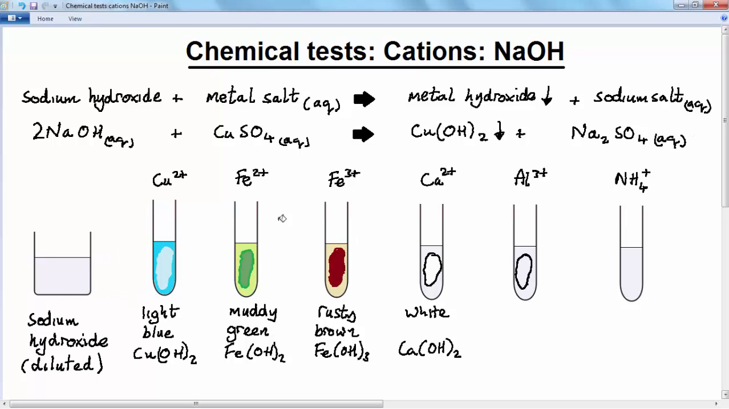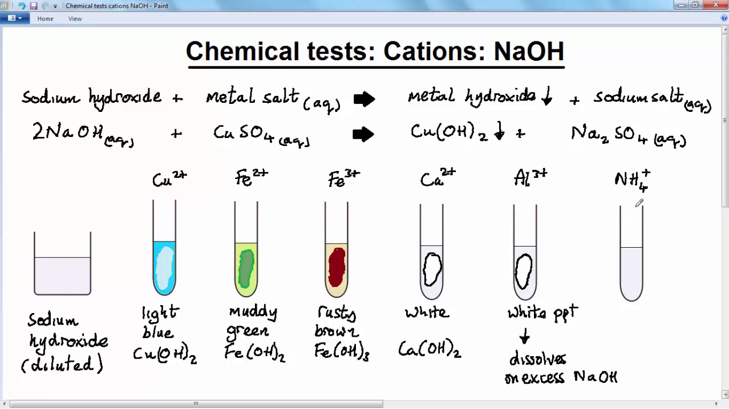And again, when sodium hydroxide is added to the aluminium 3+ ion solution, we also get a white insoluble precipitate. But the way we distinguish this from the calcium ion solution is that if you add excess sodium hydroxide to this solution, then the white precipitate will dissolve. So that's the important caveat here: white precipitate which dissolves on excess NaOH. You need to remember that one for aluminium.